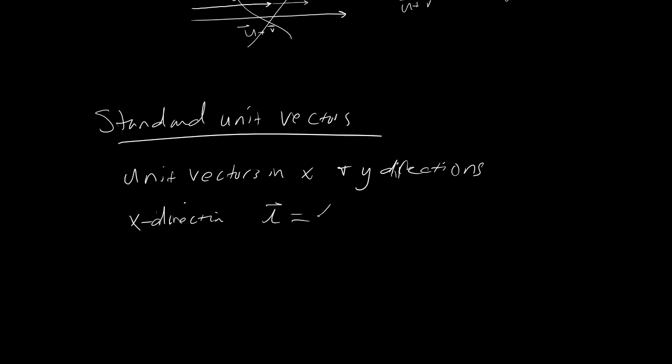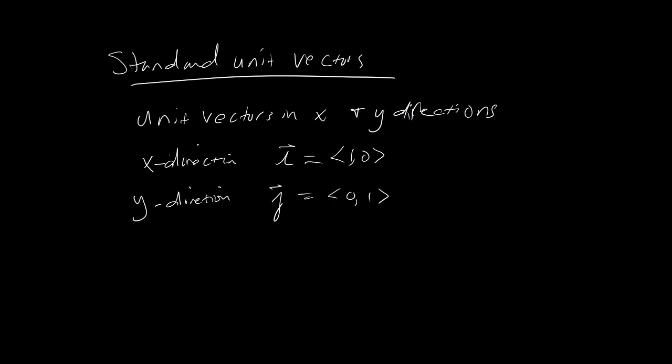It's the unit vector given by 1, 0. We move 1 in the x direction. We do not move in the y direction at all. In the y direction, that vector is denoted j, and it's equal to 0, 1. So we don't move in the x direction at all, but we move 1 unit in the y direction.